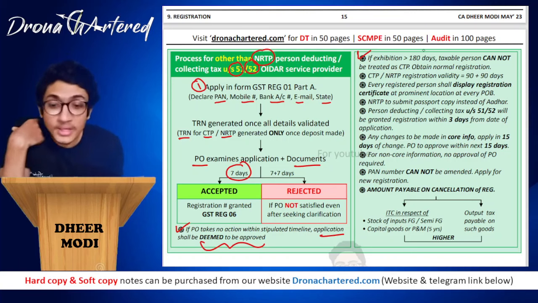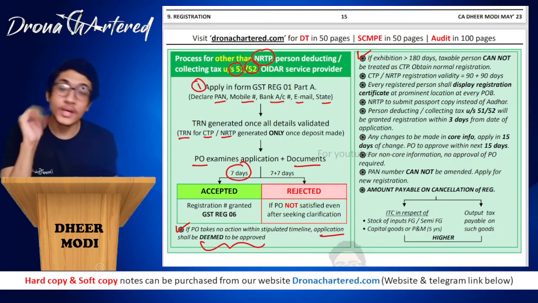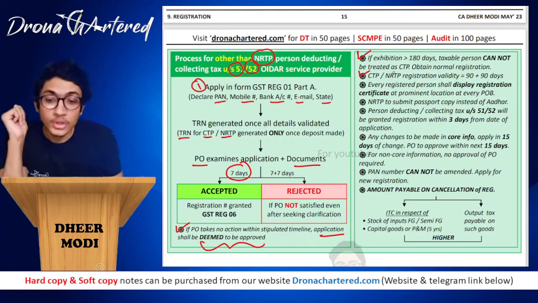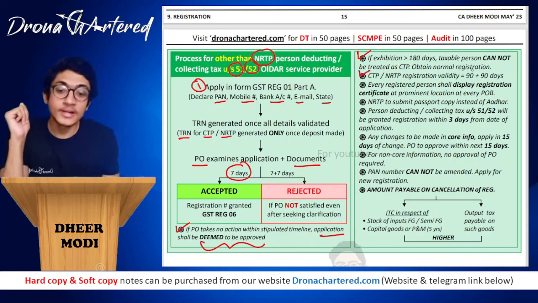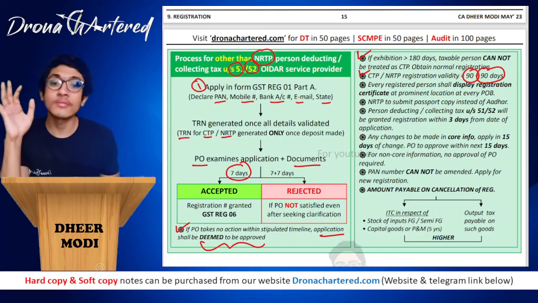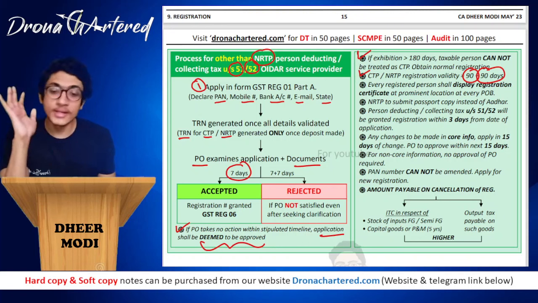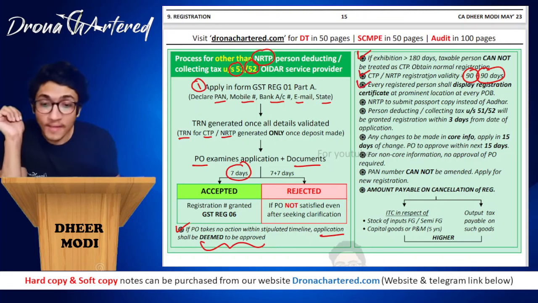So if the exhibition period is more than 180 days, the taxable person cannot be treated as a CTP and you will have to take normal registration. Okay. CTP and NRTP registration validity is usually 90 days, which can be further extended by a maximum of 90 days, so the total maximum is 180 days. Every registered person shall display a registration certificate at a prominent location at every place of business. They have to show that they are registered under GST. They have to show their certificate.